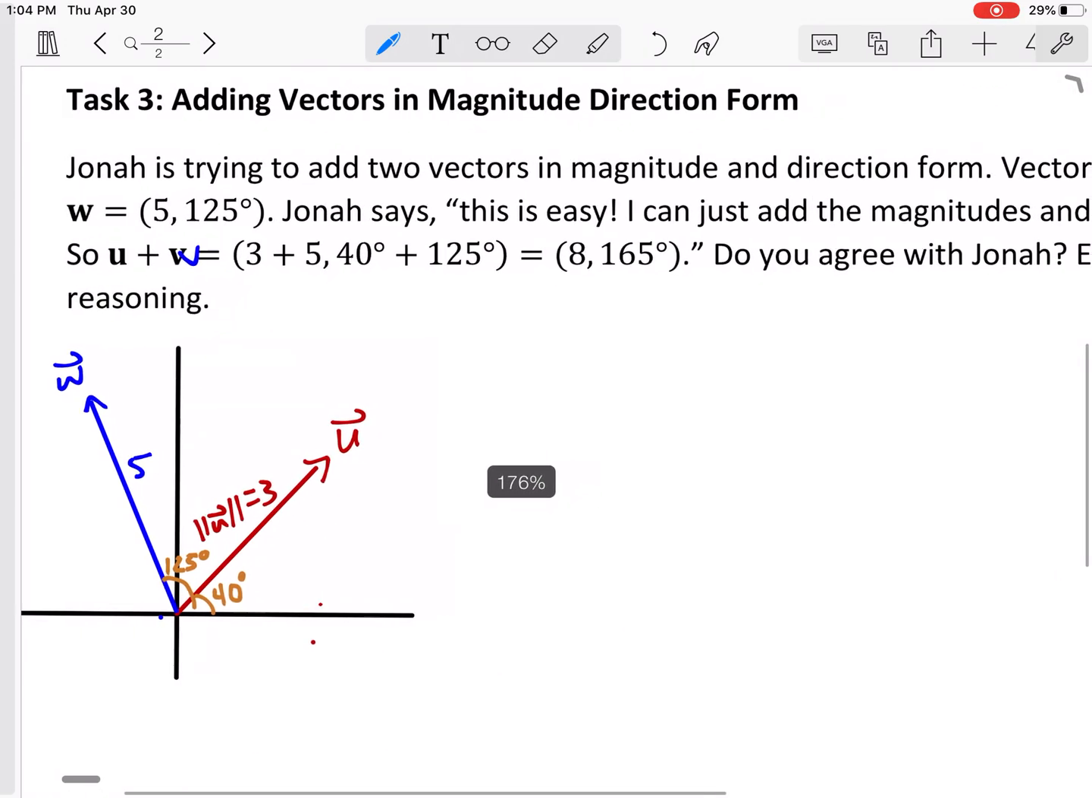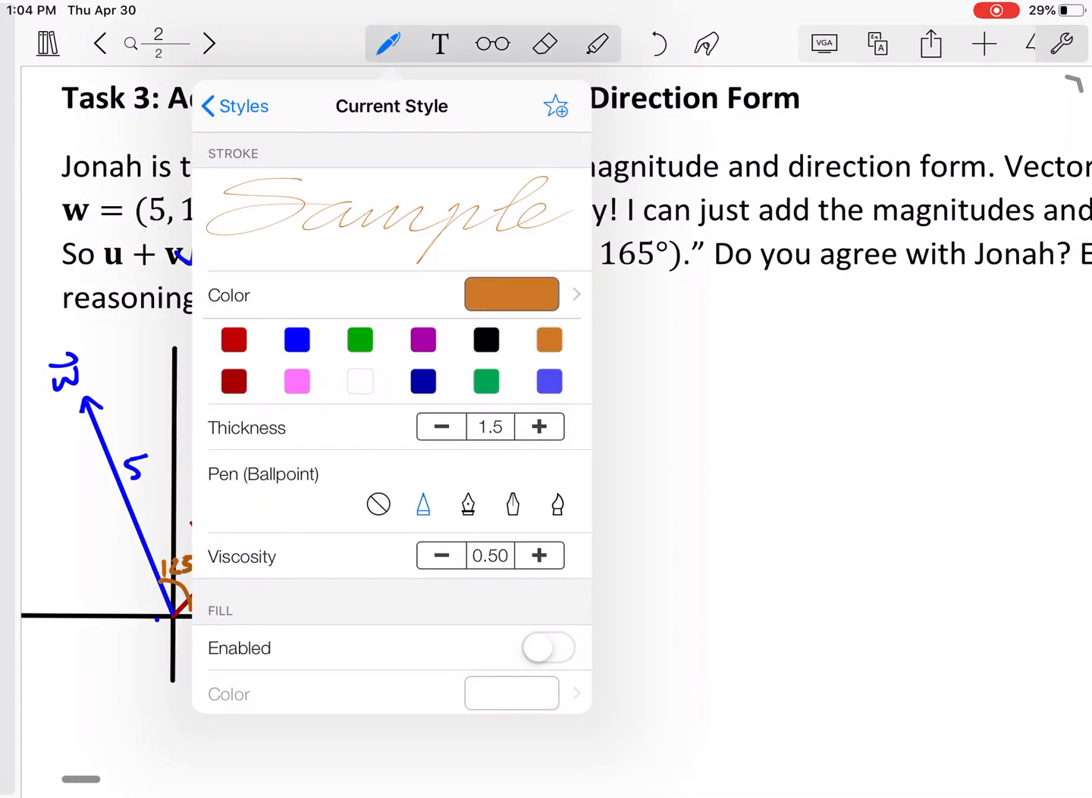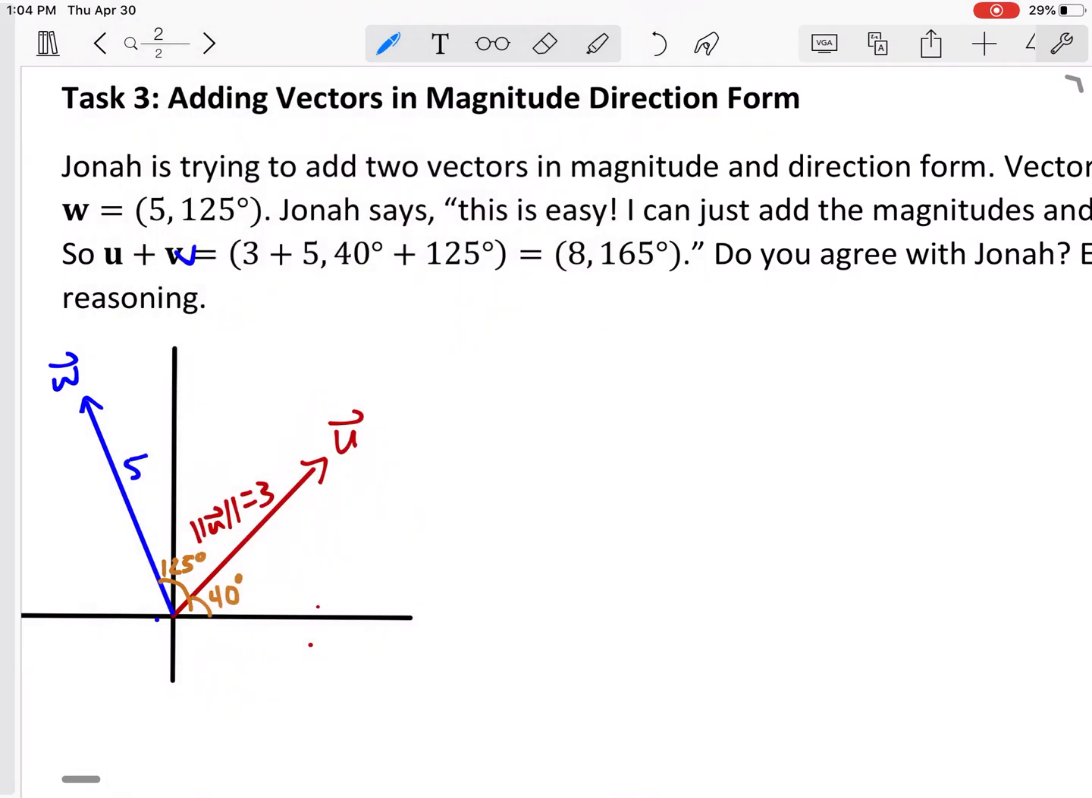So we want to figure out the components. The reason we want to figure out the components here is because we know how to add vectors when they're in component form from our last lesson. So if we can get these into component form, then we can add them and we can double check to see if we end up with the same thing Jonah did. Maybe this is a shortcut.